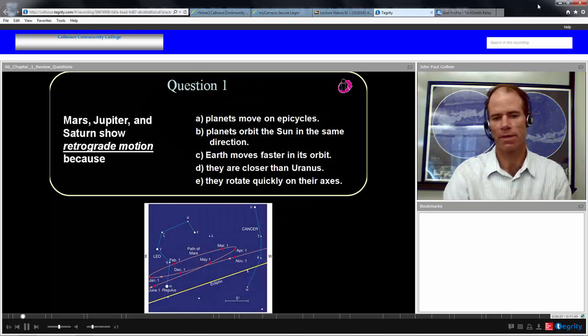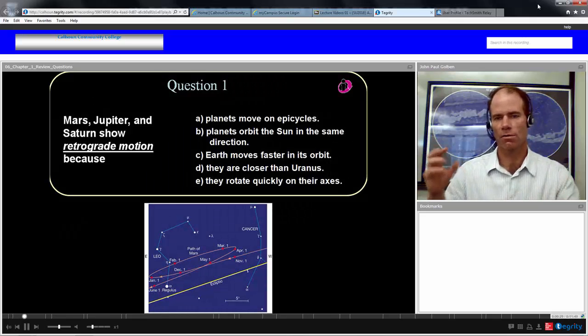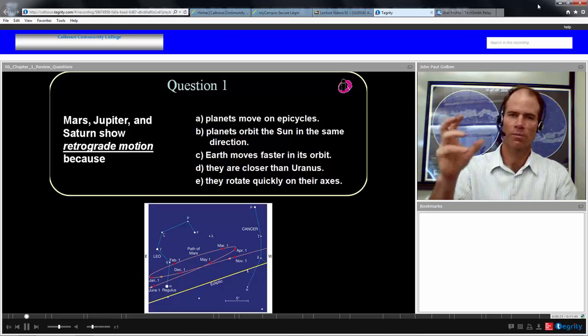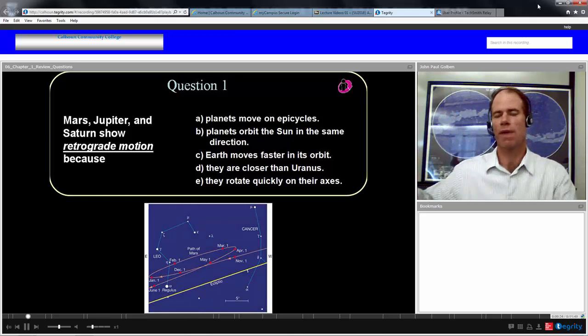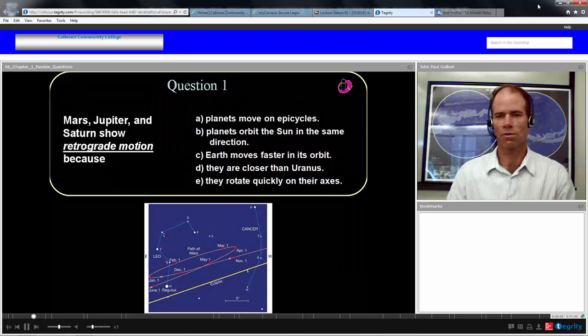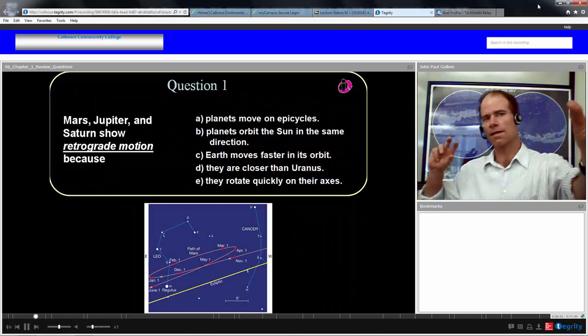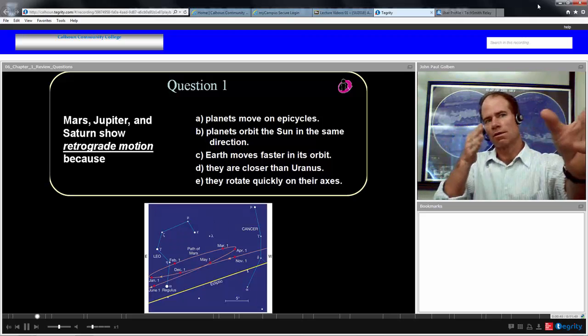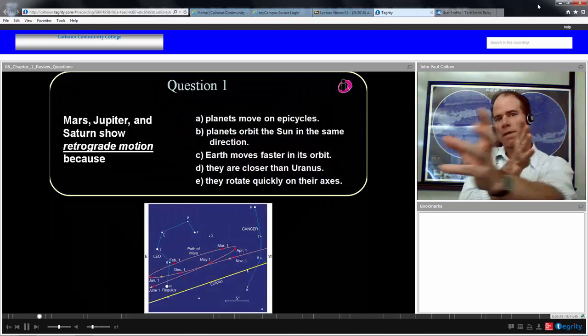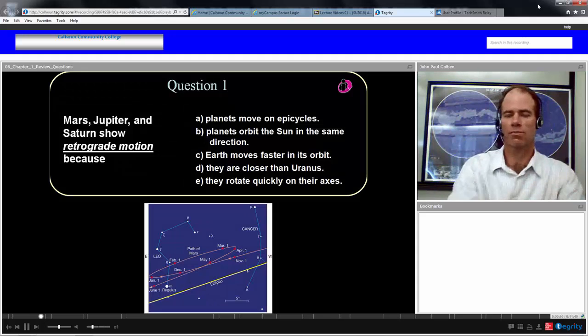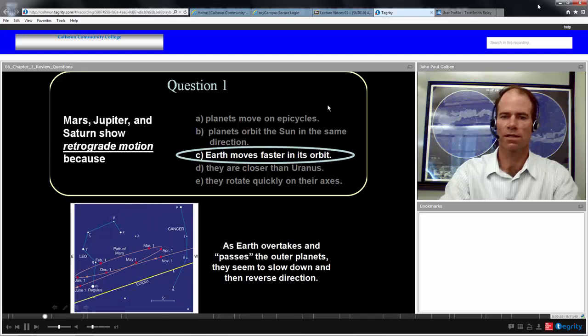As you study this behavior over the course of months, you would see that Mars appears to be going in this direction, then it loops back and goes back in this direction. That is the end result of the fact that these planets, being outer planets to the Earth, are moving slower than the Earth is. Earth is overtaking them, and from Earth's perspective, looking at the stars, that perspective changes as Earth moves faster past them in its orbit. So we see this retrograde motion because Earth moves faster in its orbit than the outer planets.